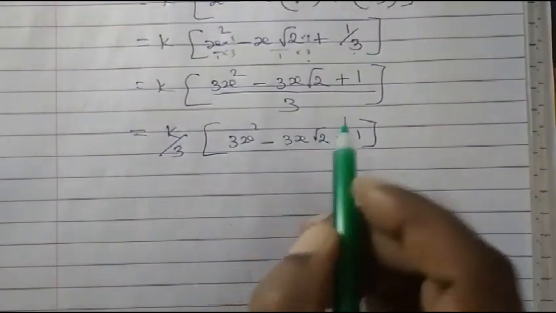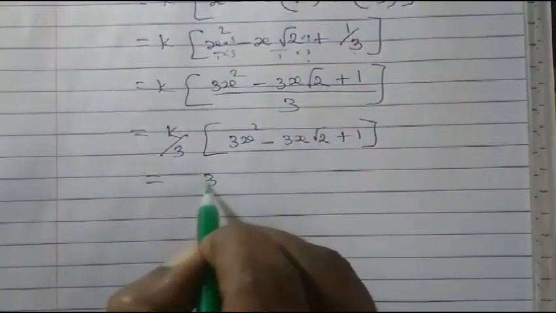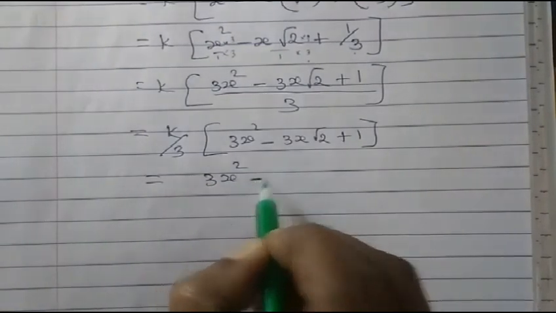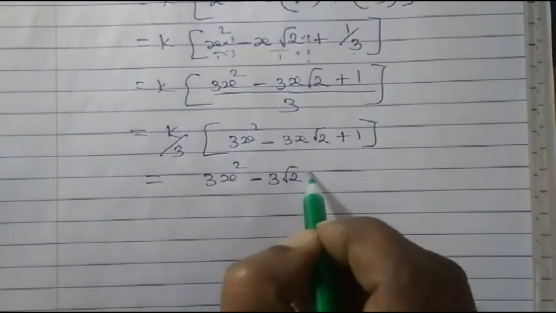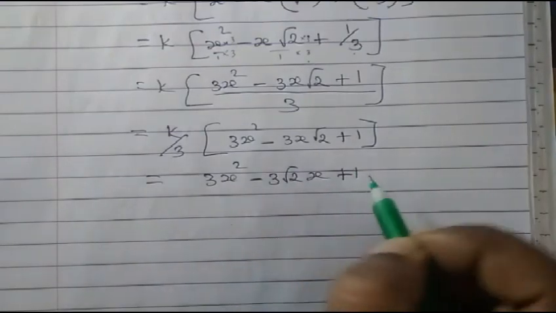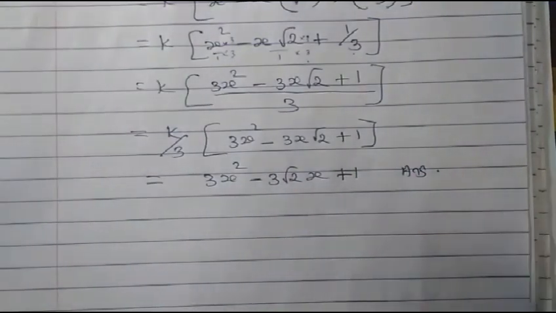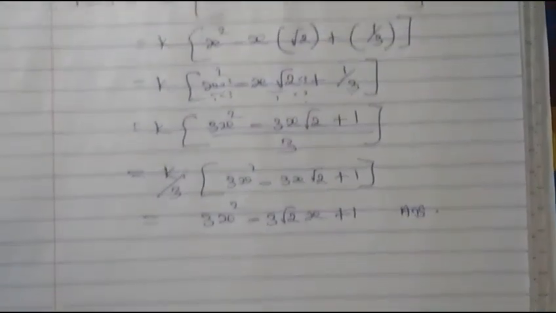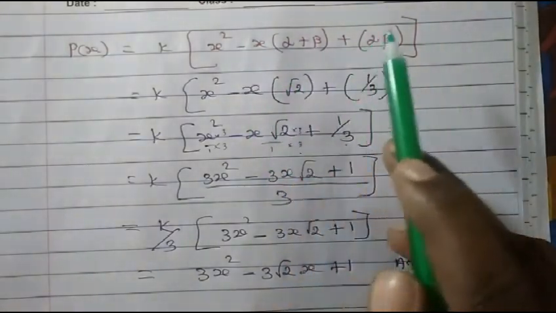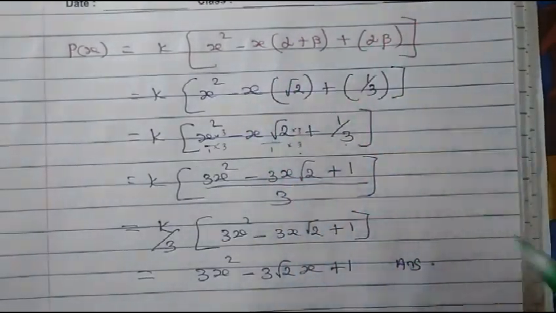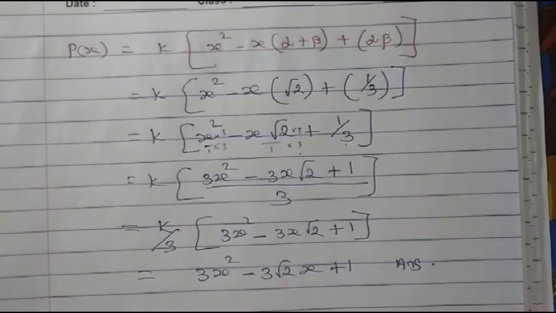See, the number is here. So let's write down the number: 3x square minus x, the number will come to the other side. So the number will come first. So we'll write x, then plus 1. So that's our answer. So you can use any method, either the assuming method or this identity method. If you are able to remember this identity, you use this method. If not, you can use the first method that I have taught you.